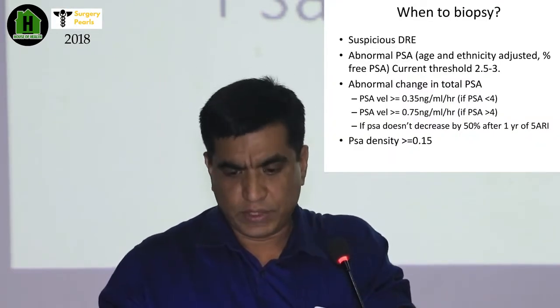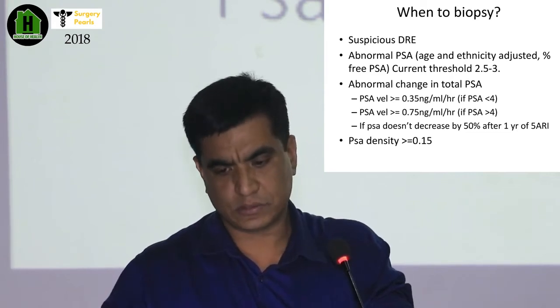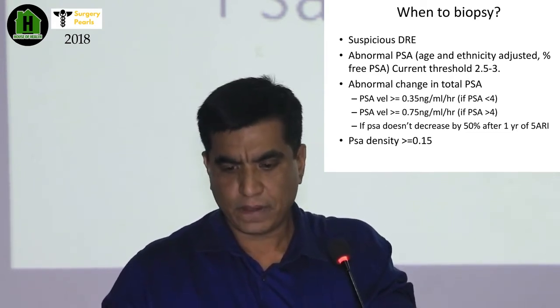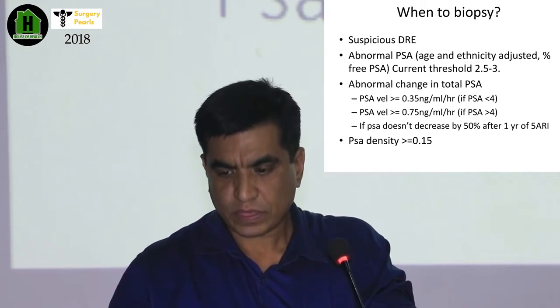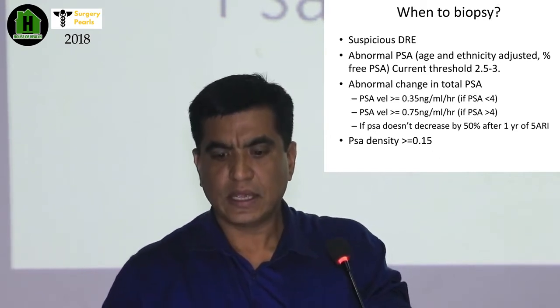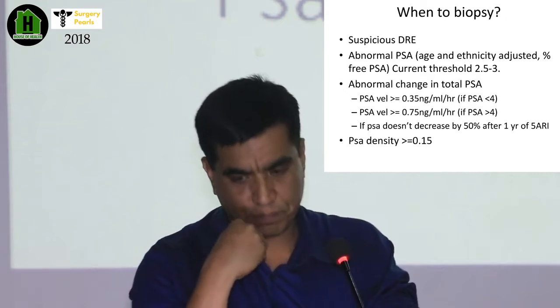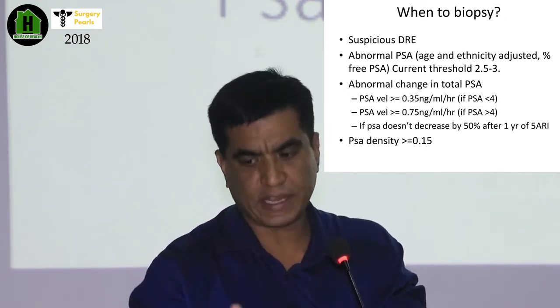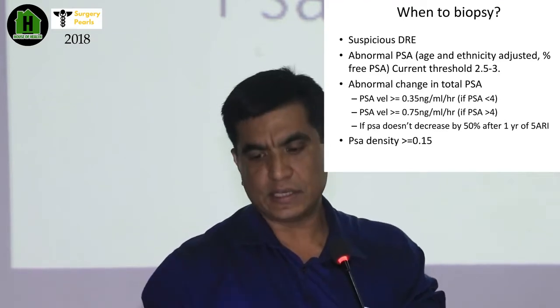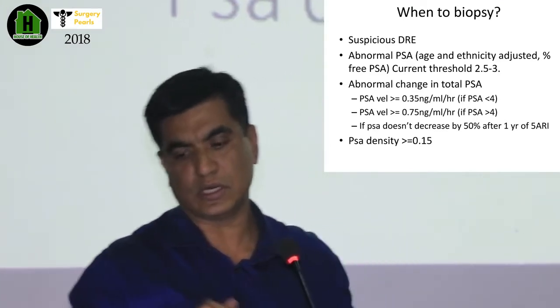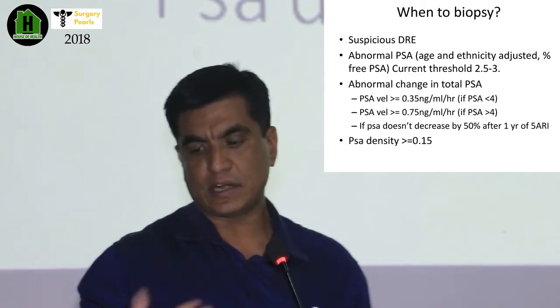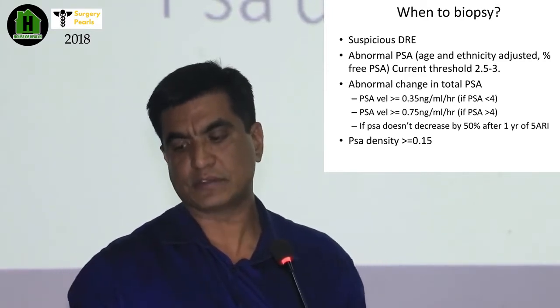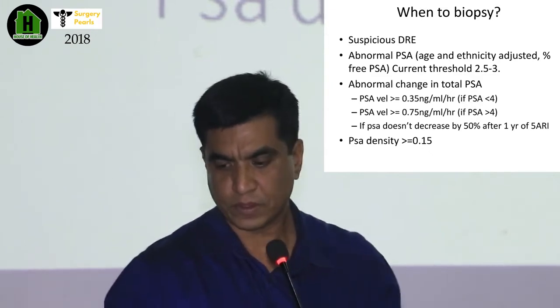So when to biopsy in case of CA prostate? When we have a suspicious rectal examination, when the PSA is abnormal, age and ethnicity adjusted, or a free PSA less than 10%. Earlier it used to be said that a PSA value more than 4 nanogram per ml would trigger a biopsy. Currently, it's been decreased to 2.5 and 3. So in the ERSPC trial, a PSA value more than 3 triggered a biopsy.